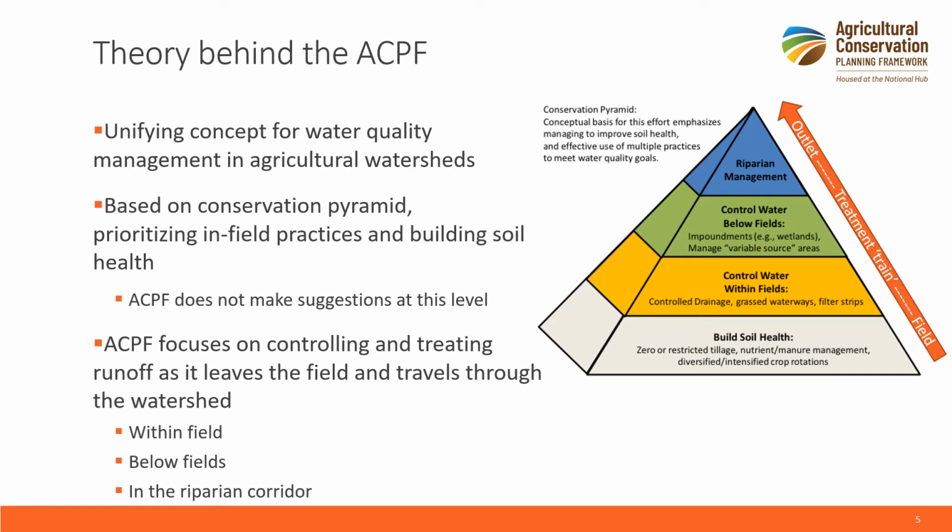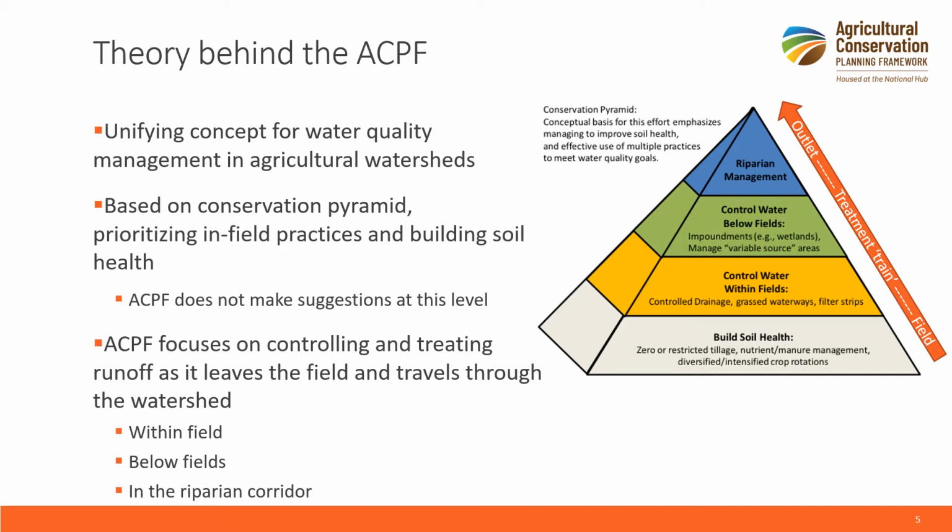So we'll talk a little bit more about the different components of ACPF, starting with the theory behind ACPF. The unifying concept for water quality management in agricultural watersheds is based on the conservation pyramid shown here. The ACPF is based on the watershed perspective of conservation. That is, what happens upstream affects what happens lower down in the watershed.